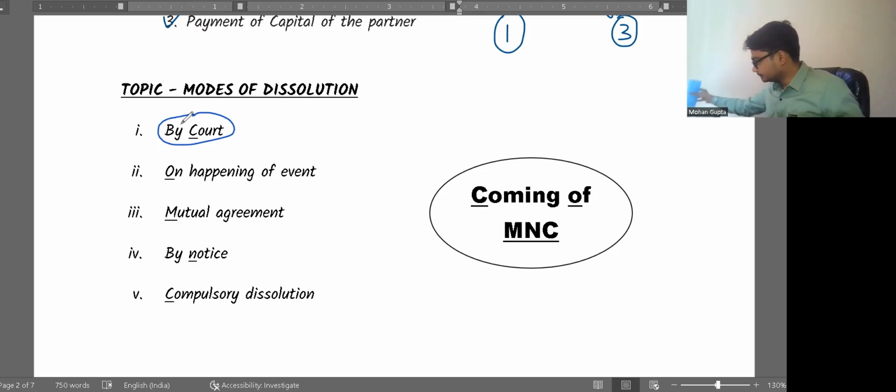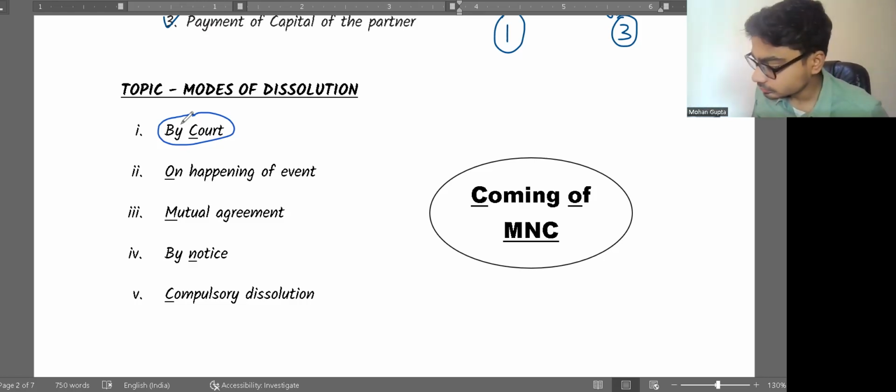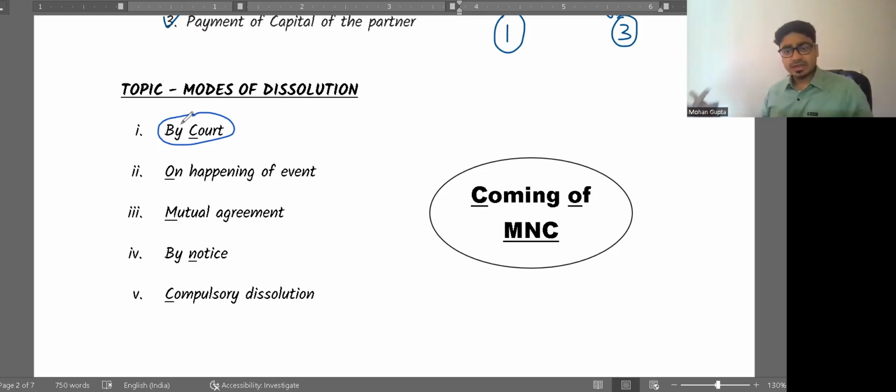But with court, they have to pay a fine as well, right? Yes, they will have to pay a fine. It depends on what type of misconduct they have done. They may also spend some time in jail or anything. It depends on the law.